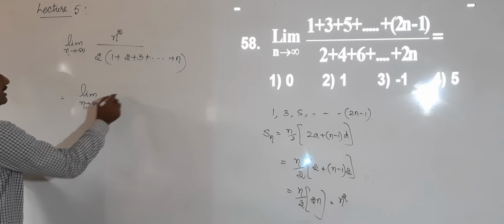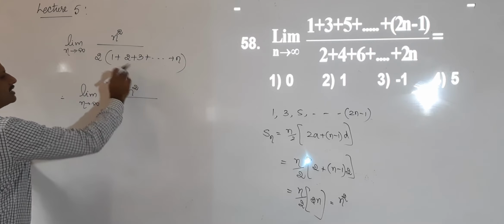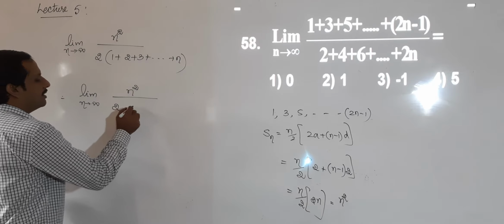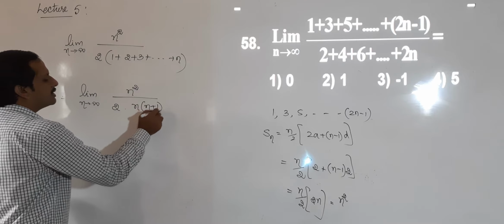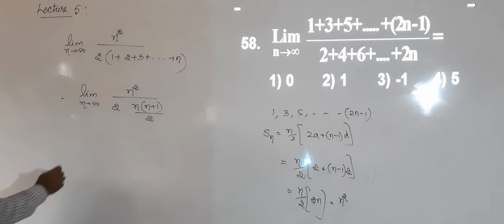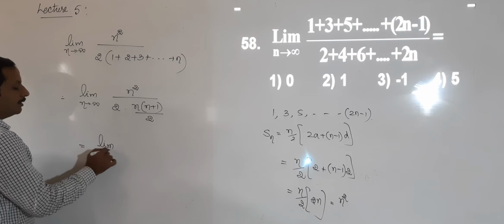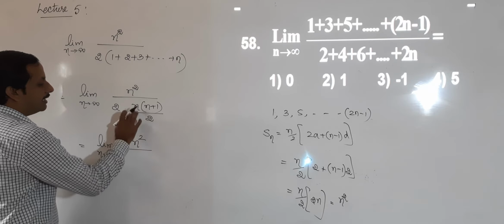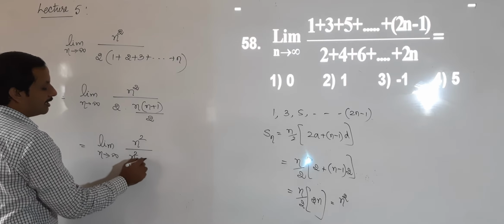Now in the denominator, 1 + 2 + 3 up to n, the sum of the first n natural numbers, is given by n into (n + 1) by 2. The 2 gets cancelled. That is equal to limit n tends to infinity, n square by, taking this n inside, n square plus n.